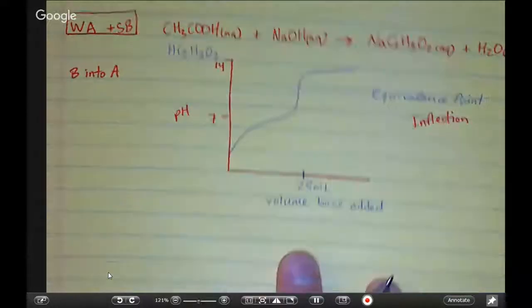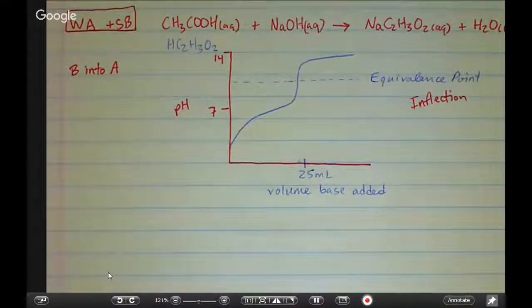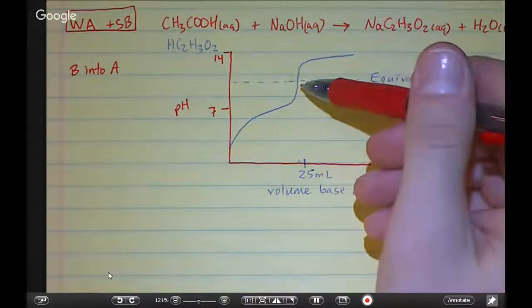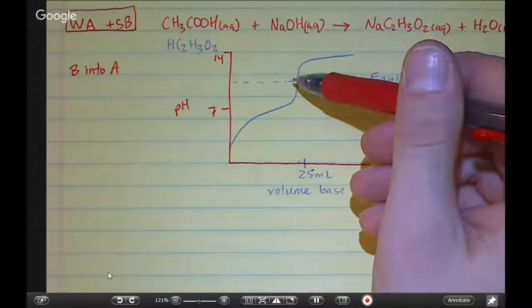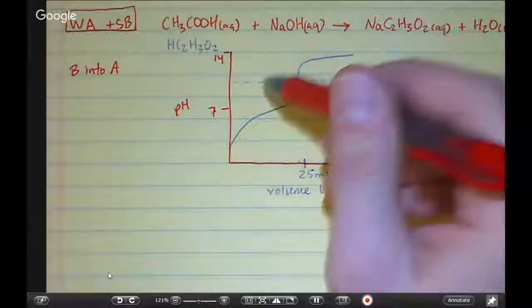So is inflection when it goes either above 7 or below 7? The inflection is where we switch, like right here at our equivalence point. Okay. So we're going from acidic to the base part.